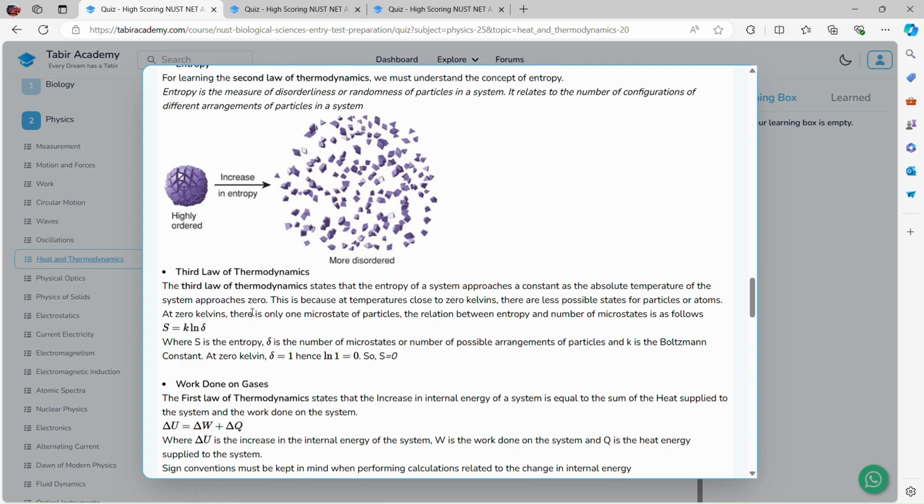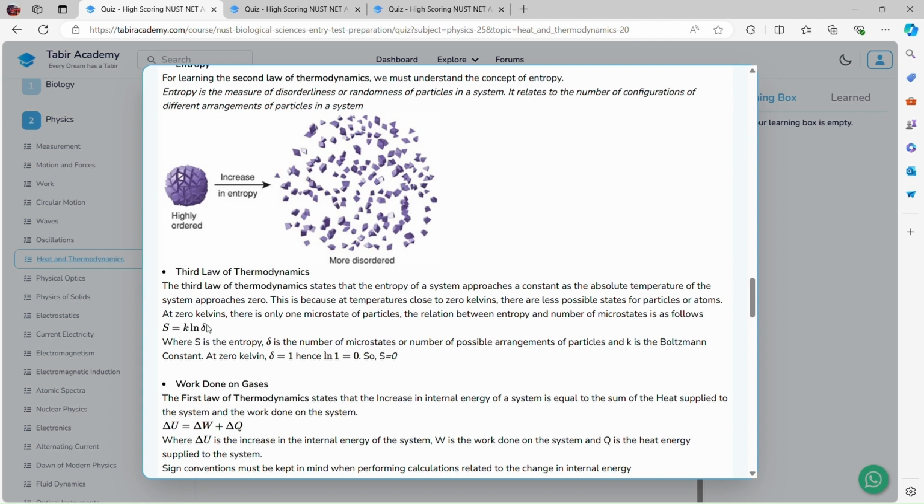Third law of thermodynamics. The third law of thermodynamics states that the entropy of a system approaches a constant as the absolute temperature of the system reaches zero. This is because at temperatures close to 0 kelvins, there are fewer possible states for particles or atoms. At 0 kelvins, there is only one microstate of particles. The relation between entropy and number of microstates is as follows.